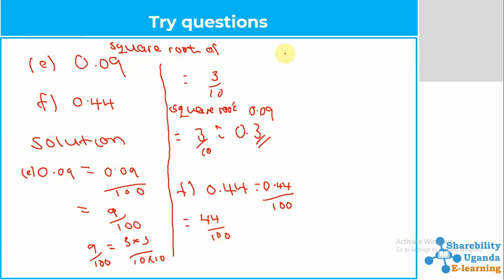So we are now going to use the factorization method to see whether we can come up with an answer. So we have our 44. We are going to use our factor tree method. We are going to use our 2, divide it by 2. When you divide 44 by 2, what do we get? We get 22. Then you still divide our 22 by 2, we get 11.